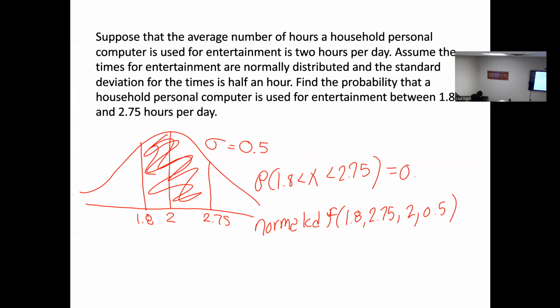for entertainment. So you could equate this to a percentage. So if this is normally distributed with a mean of 2 and a standard deviation of 0.5, approximately 59% of households use their personal computer for entertainment.